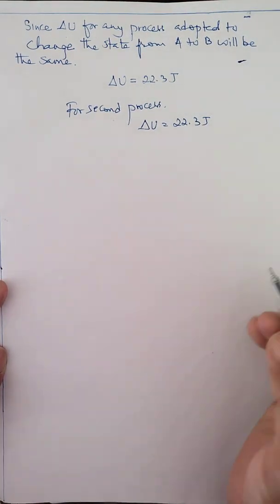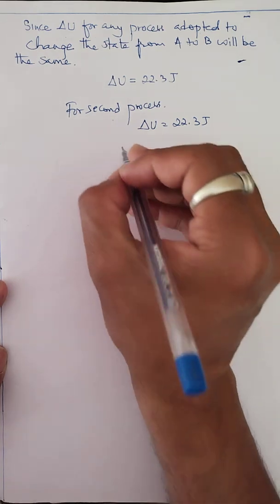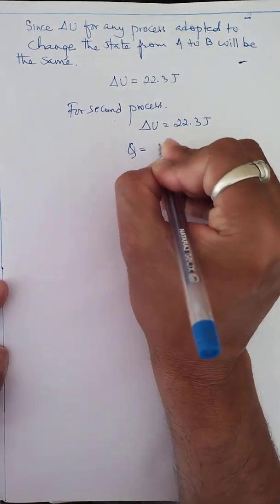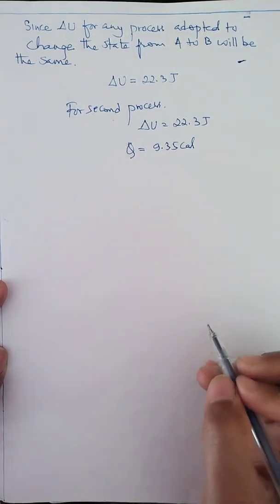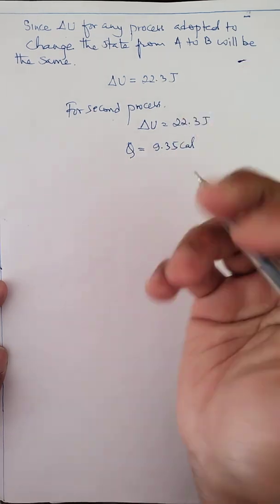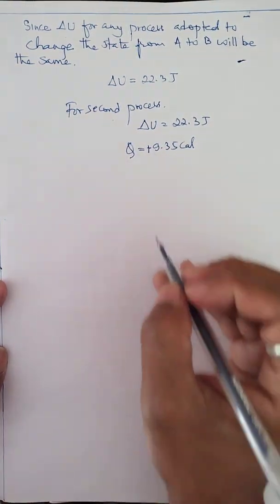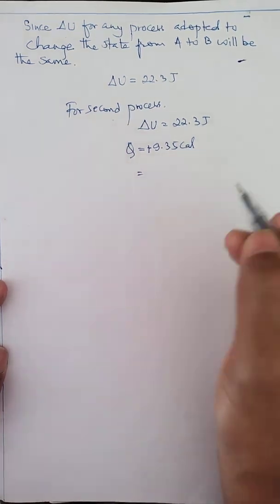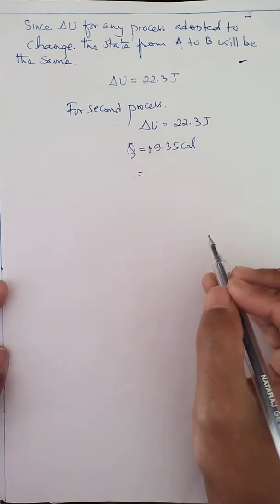But in this process, how much heat is absorbed by the gas? That is Q equals to 9.35 calorie of heat absorbed by the gas. And when a gas absorbs heat, that heat is taken as positive, so I put a plus sign. But I convert this calorie into joule, because we are measuring internal energy in joule.